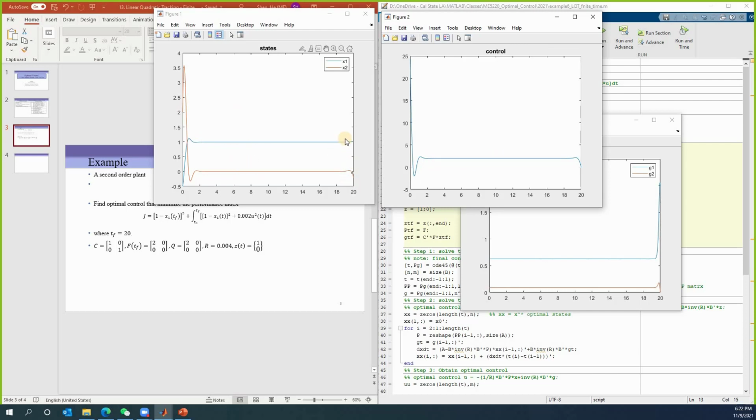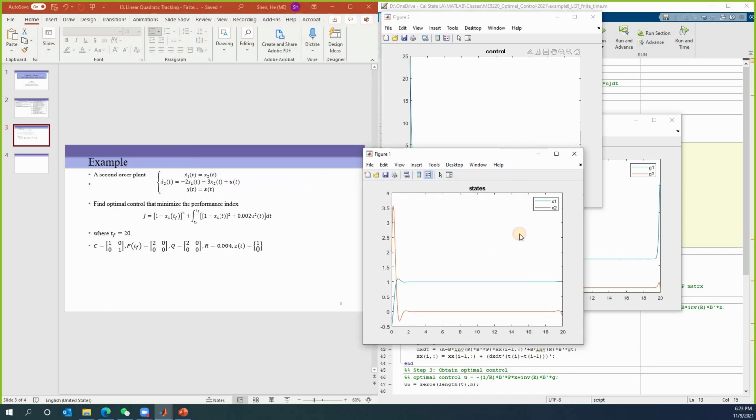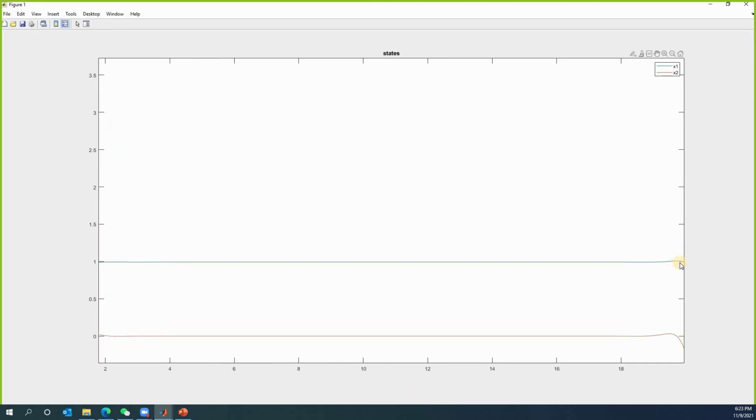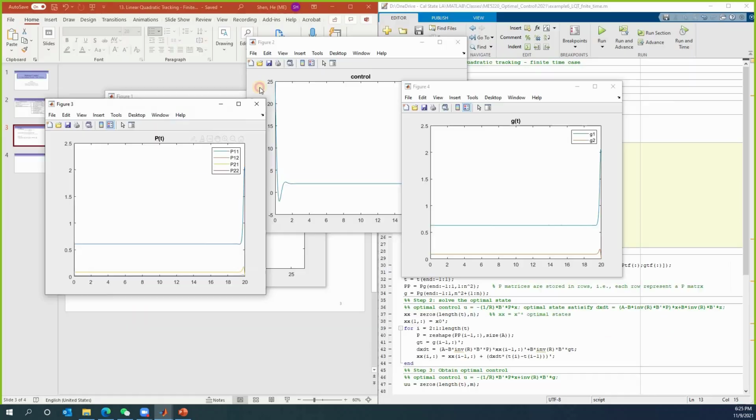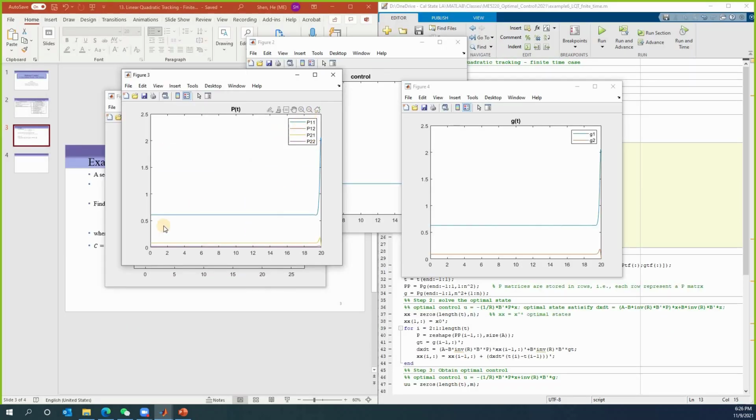And you might wonder what happened here. Remember, we solved the problem backward. The final condition is given. We solve it backwards to get P from T0 to TF. Because we solve it backwards, eventually P will converge to its steady state value. This is what happens to matrix P. Because the P matrix has 4 elements, P11 is the first element, P12 is the first row, second column, and P21 is the second row, first column, and then P22 is the last element.